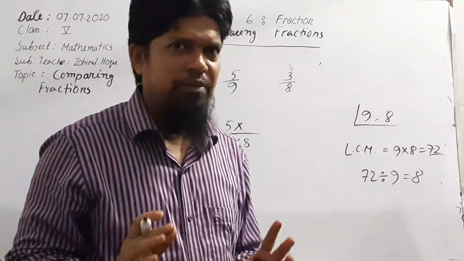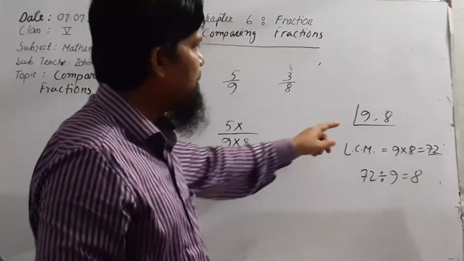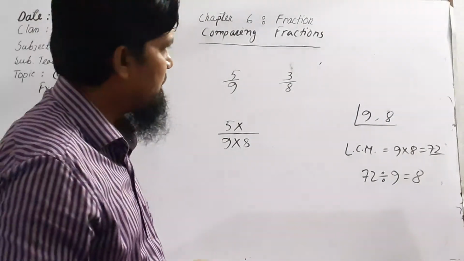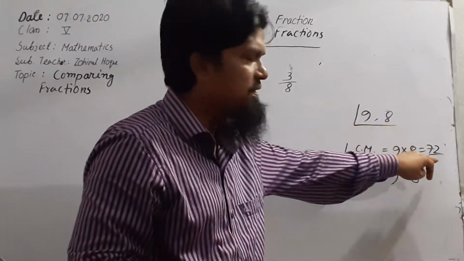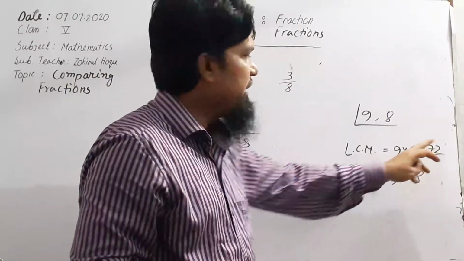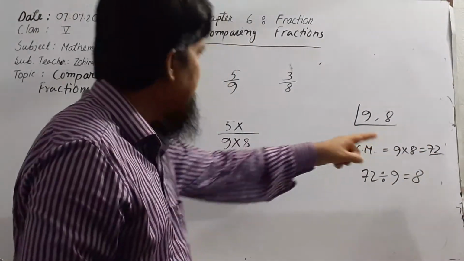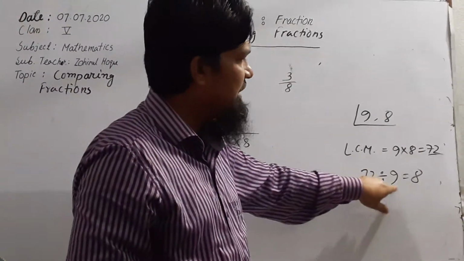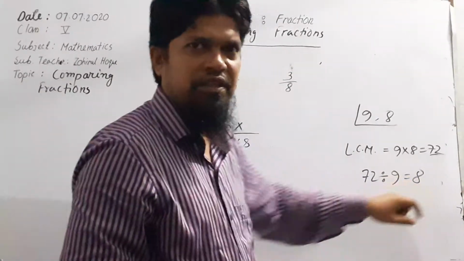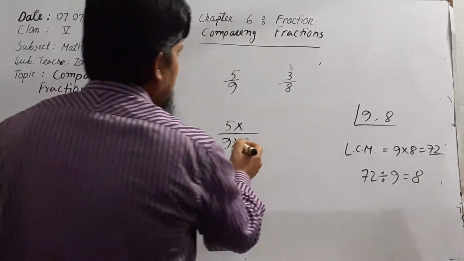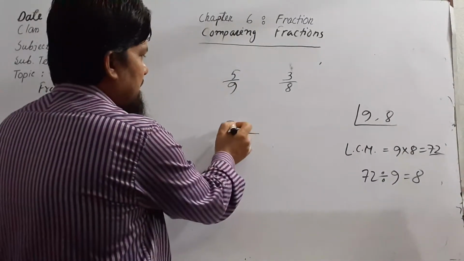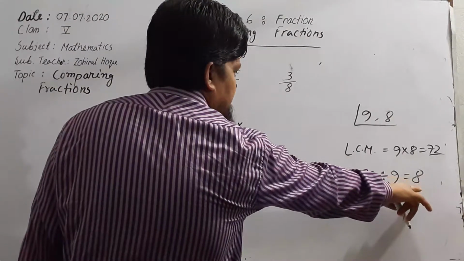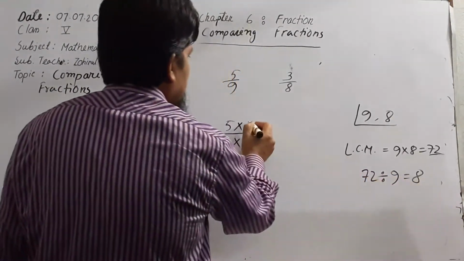Observe carefully, I am explaining it again. First of all, you need to find the LCM of 9 and 8. The LCM of 9 and 8 is 72. Then we will divide the LCM by the denominator. 72 divided by 9, the answer is 8. And we will multiply both the numerator and denominator by the quotient, that means the result of the division, 8.